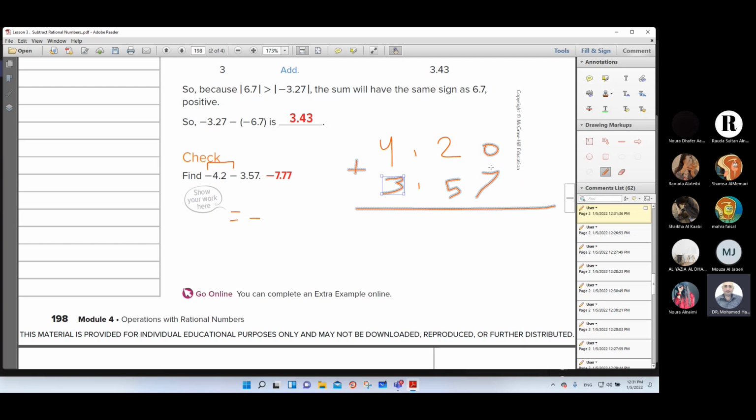You can put 0 on here. 7 plus 0, 7. 2 plus 5, 7. Put the point, 4 plus 3, 7. So 7.77.